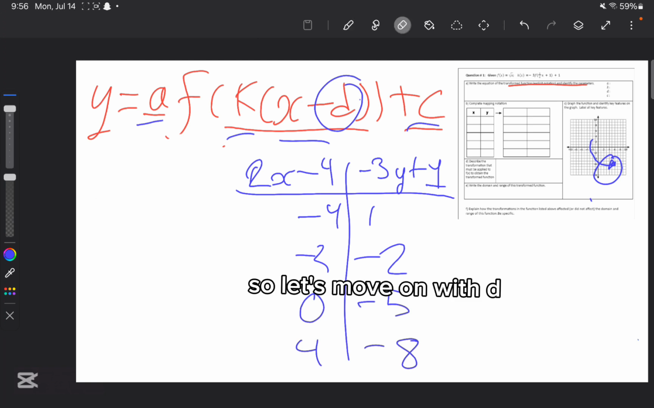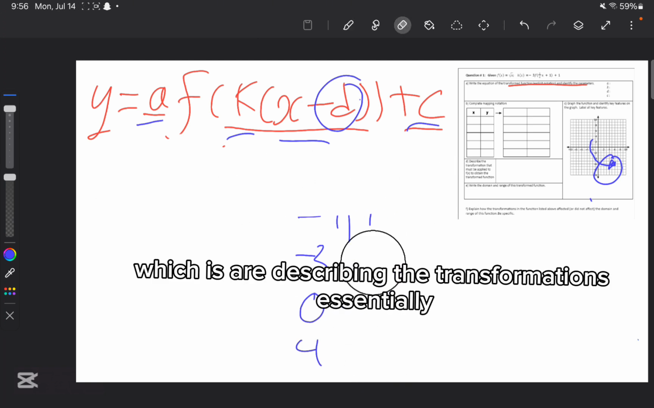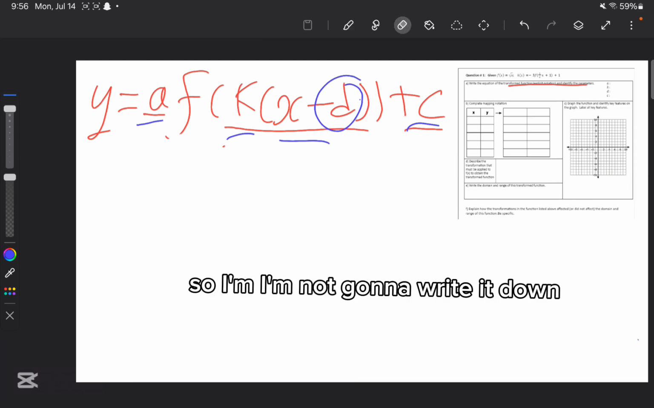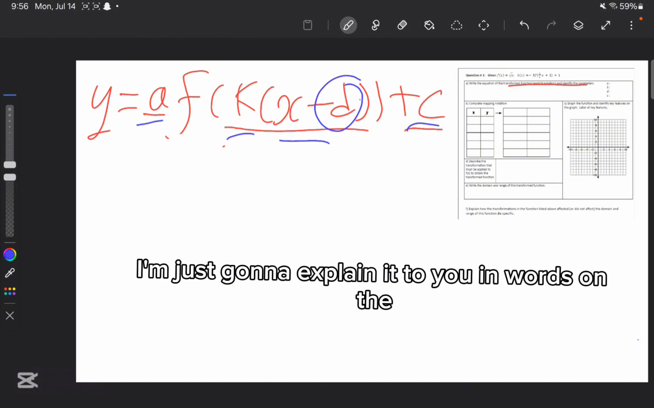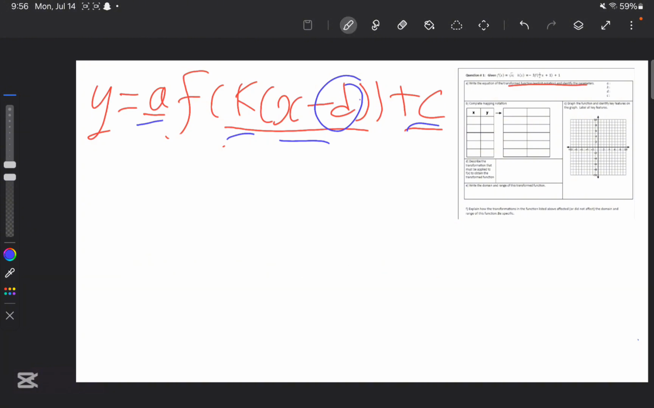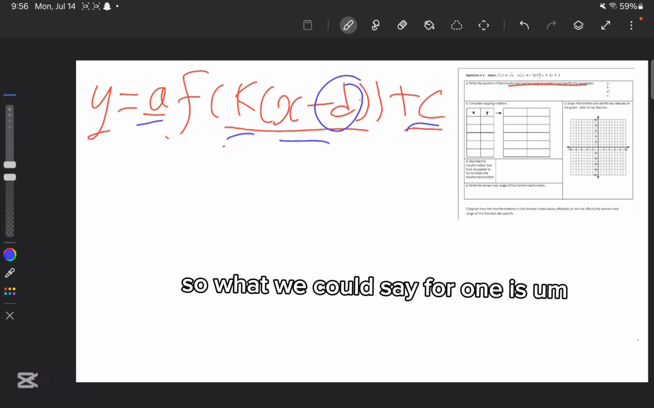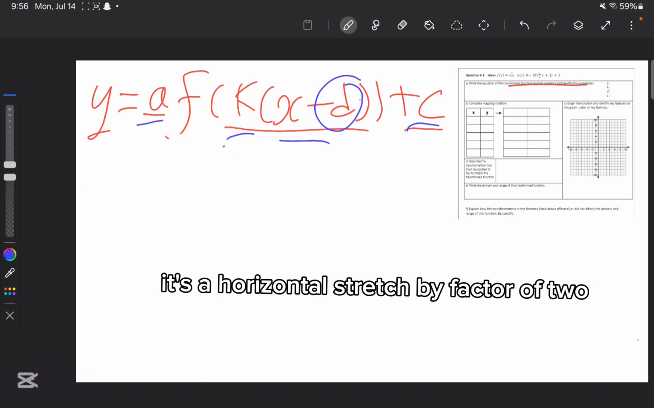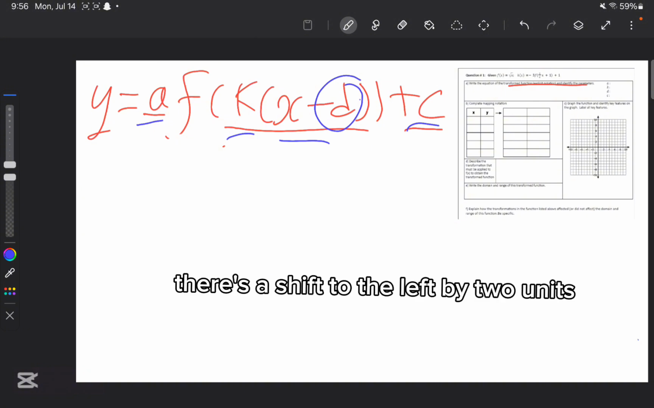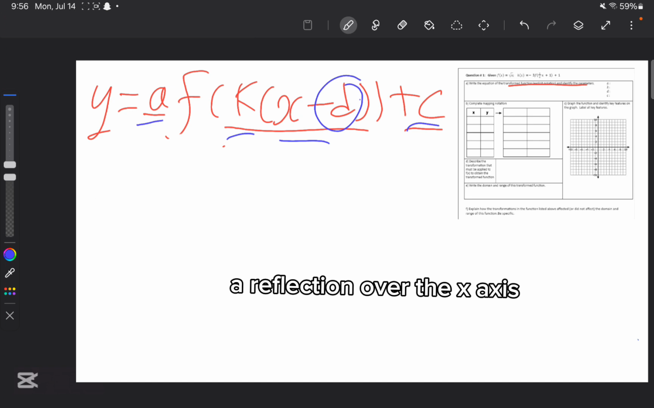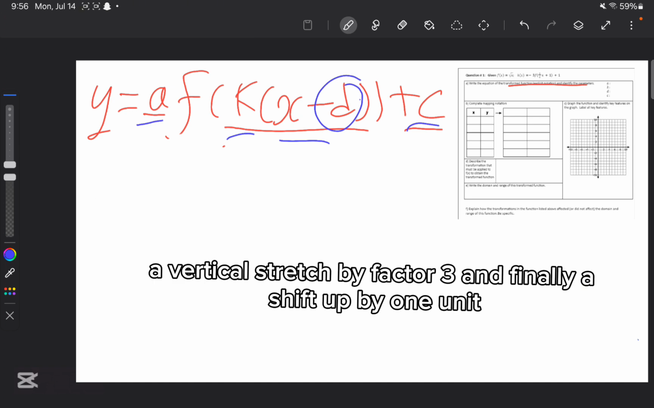So let's move on with D, which is describing the transformations essentially. I'm not going to write it down, I'm just going to explain it to you in words. So what we could say for 1 is it's a horizontal stretch by a factor of 2. There's a shift to the left by 2 units, a reflection over the x-axis, a vertical stretch by a factor of 3, and finally a shift up by 1 unit.